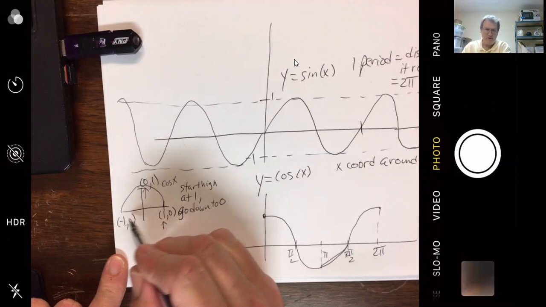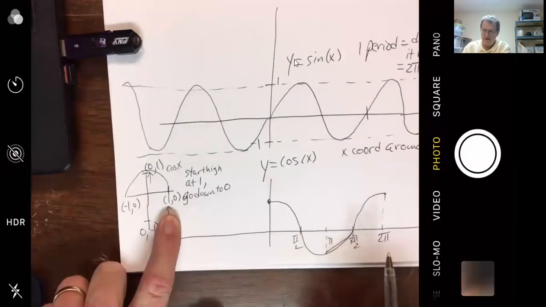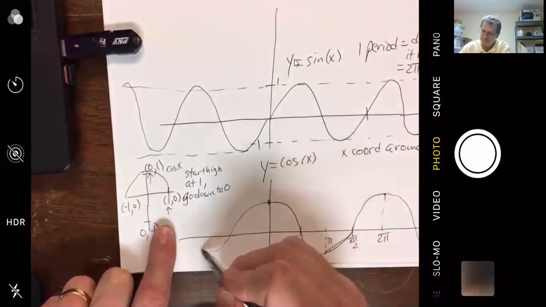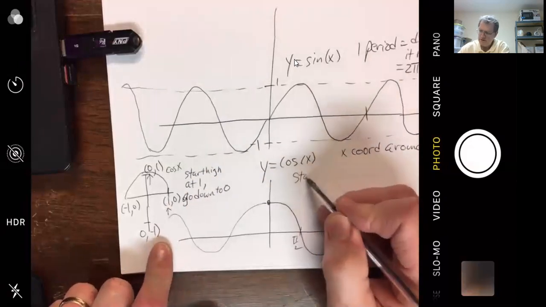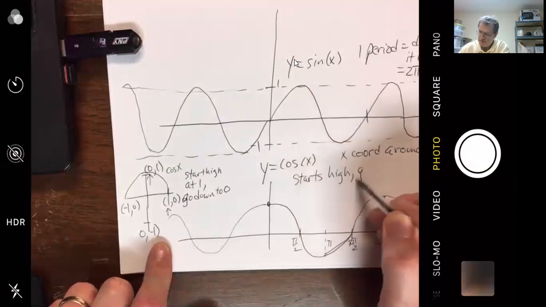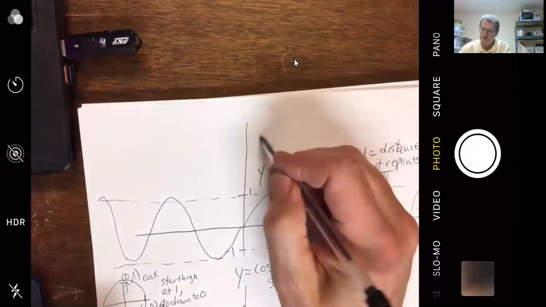So then I got delay and froze. Please unfreeze. Okay, it did. And then back to 1 and 0. And this goes forever. Cosine starts high, goes low. Sine starts in middle.